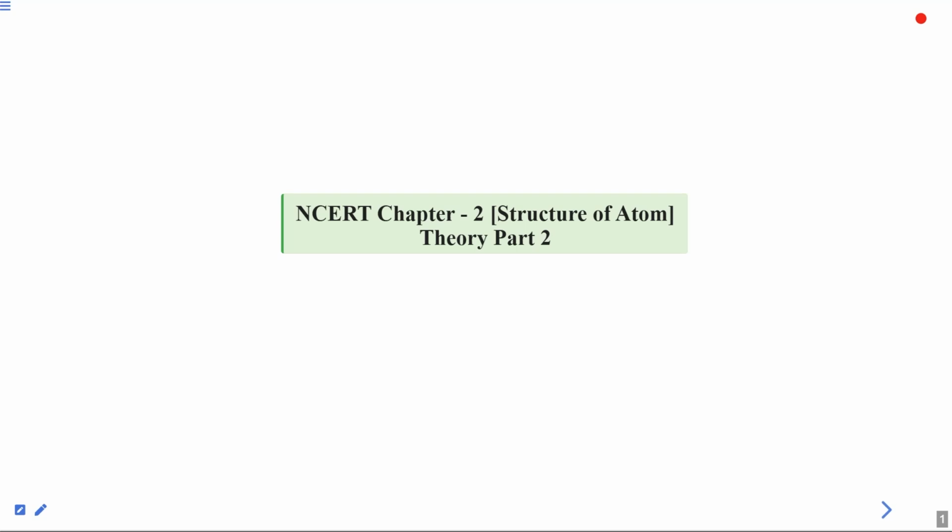Today we will see the theory part 2 of the chapter Structure of Atom.